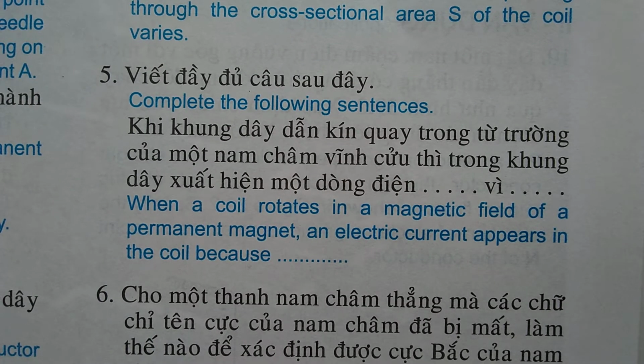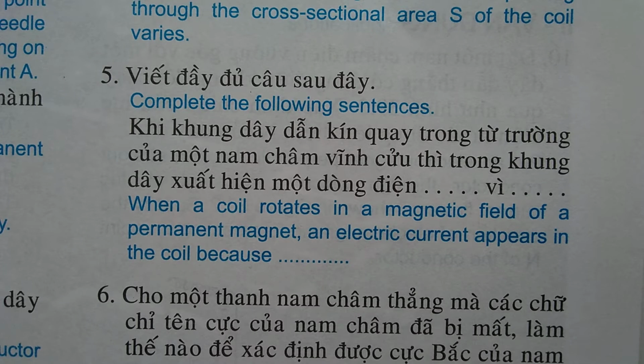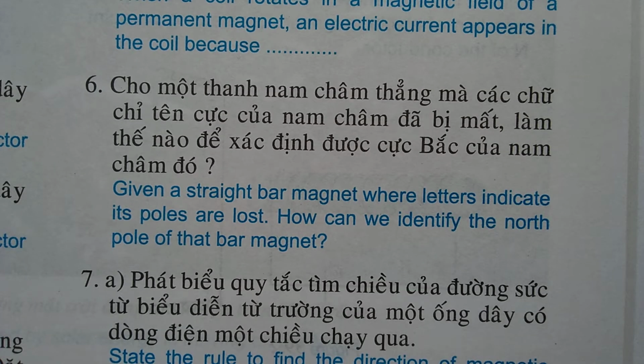5. Complete the following sentences. When a coil rotates in a magnetic field of a permanent magnet, an electric current appears in the coil because, well, you tell me.